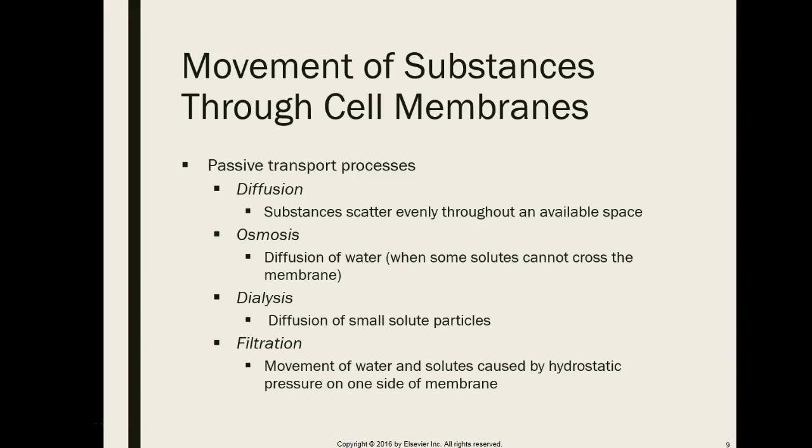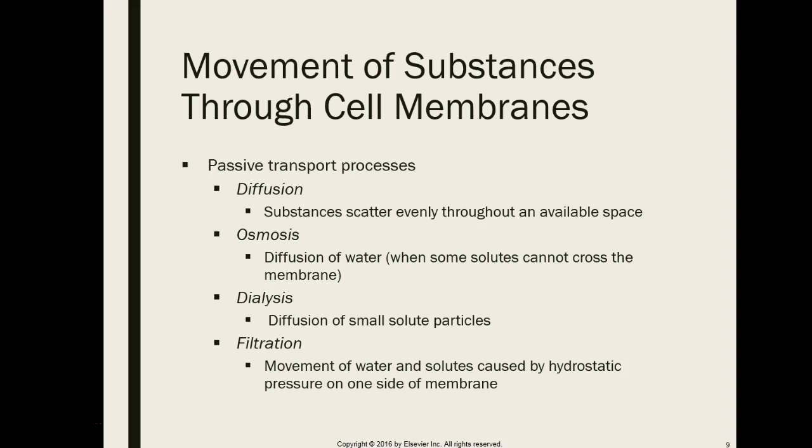So the first type is diffusion. This is where substances scatter evenly throughout an available space. The best example of this is a tea bag placed in hot water. Once you get that tea bag placed in, you can see how the tea evenly disperses throughout the water that it was placed in. In order for this process to take place, the membrane must have pores big enough for the particles to pass through. That component is really important.